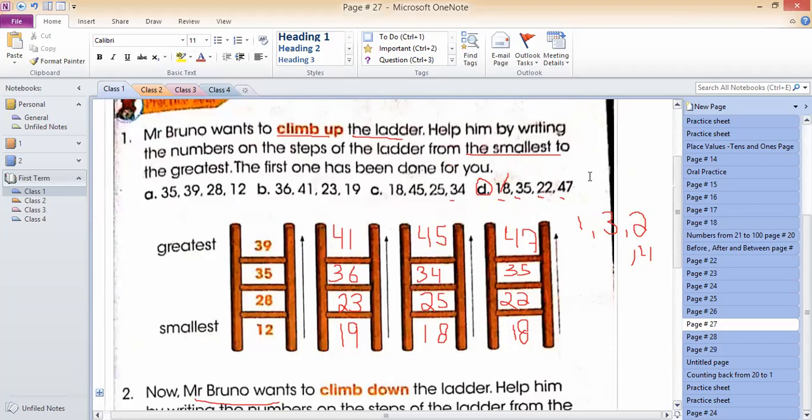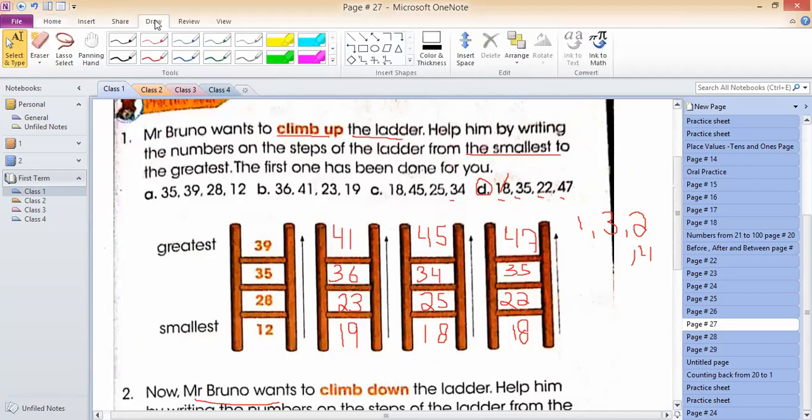So guys, whenever you are arranging the numbers from smallest to greatest or greatest to smallest, I told you to compare the numbers by checking the highest place. As these are 2-digit numbers, their highest place is tens. This is ones and this is tens. So you will compare the tens first.